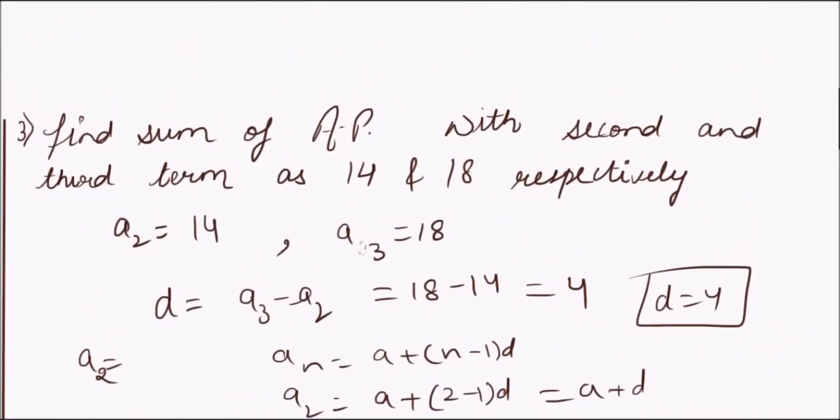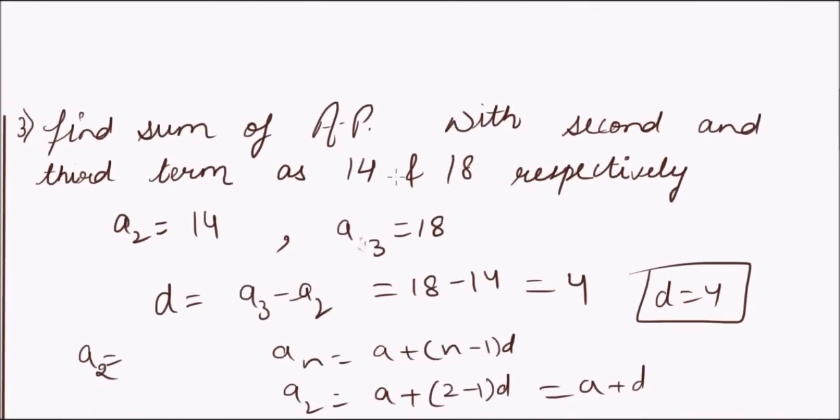Now we have to find out the sum of the AP with second and third term as 14 and 18 respectively. Here one correction is needed. We have to find out the sum of the first 51 terms of the given AP.